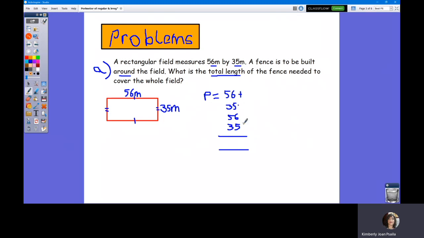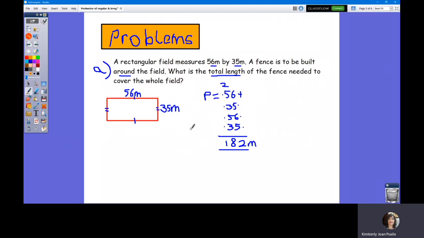So here we have 5 and 5 makes 10. 6 and 6 makes 12. 12 plus 10 gives us 22. 2 here, remainder 2. Now we have 5 and 5 makes 10. 3 and 3 makes 6, sorry. So 10 plus 6, 16, plus the remainder 2 gives us 18. And there you have your final answer.